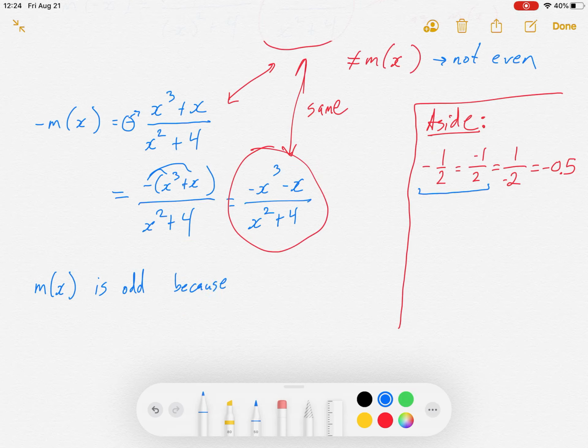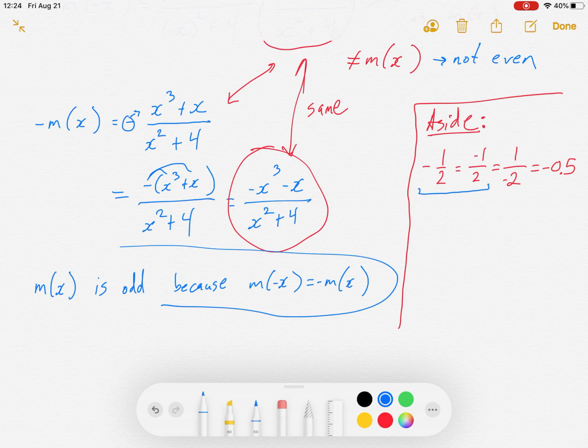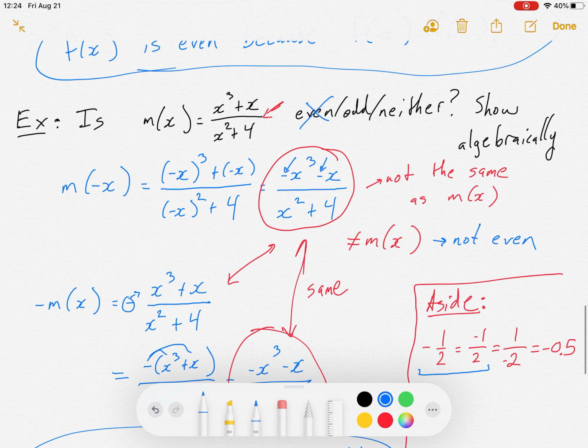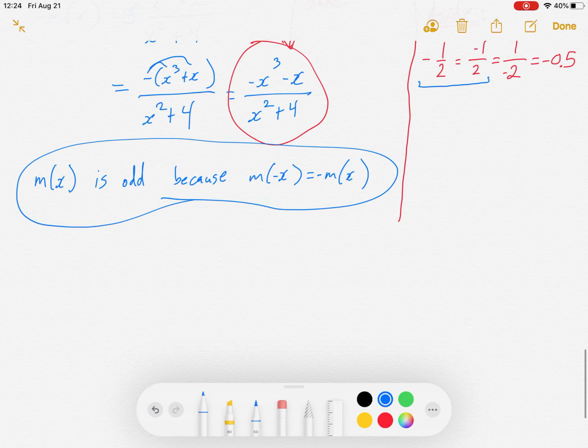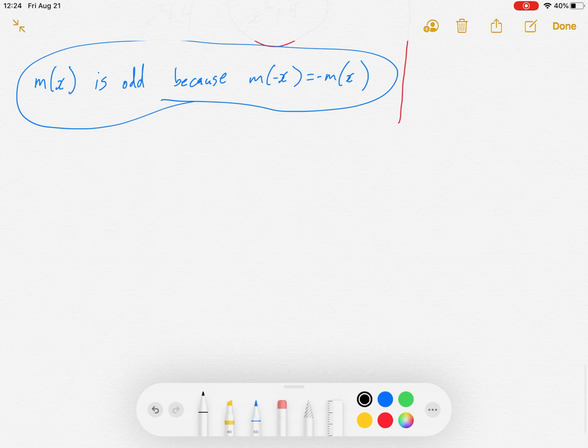because m of -x ended up equaling -m of x. We can circle our answer just to be a little bit more clear. And that's how you do that one. So we did in fact realize that it's odd using this process. Okay, let's do one more.